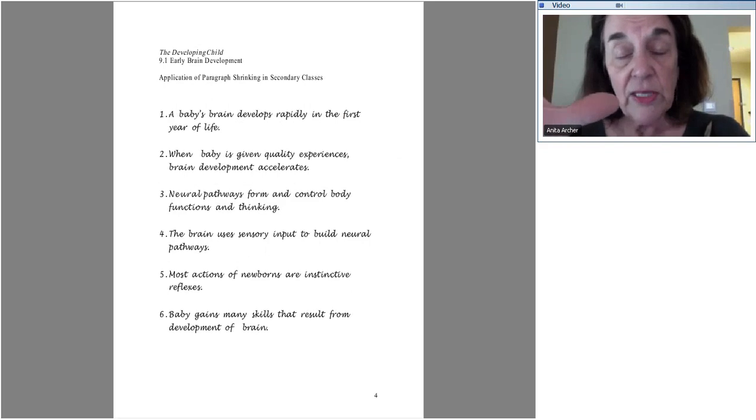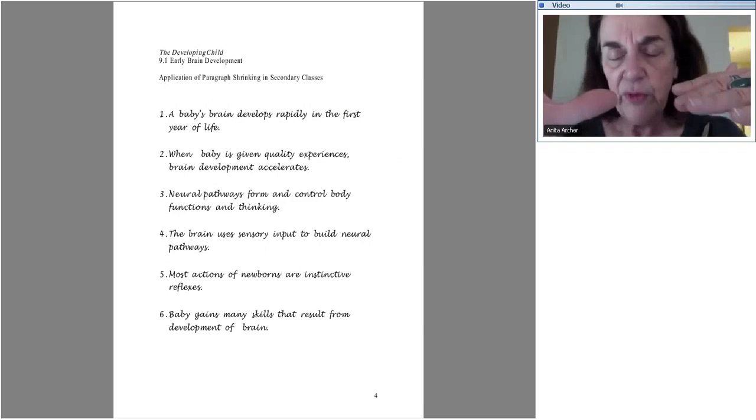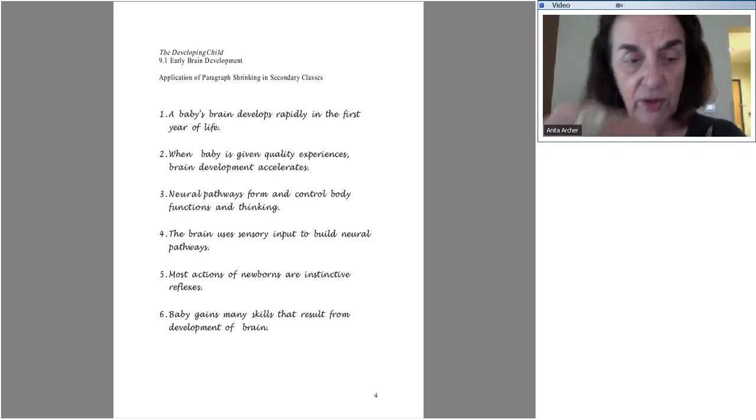And what was the most important information? That, boy, just changes so much. It changes rapidly. It changes all the time in that first year. And now, say it in 10 words or less. I gave you an example here. A baby's brain develops rapidly in the first year of life. And then the students write it down.